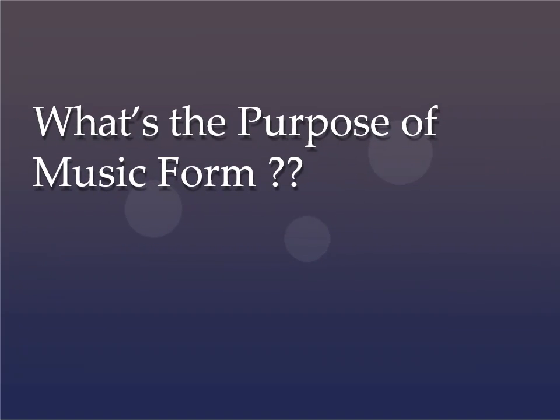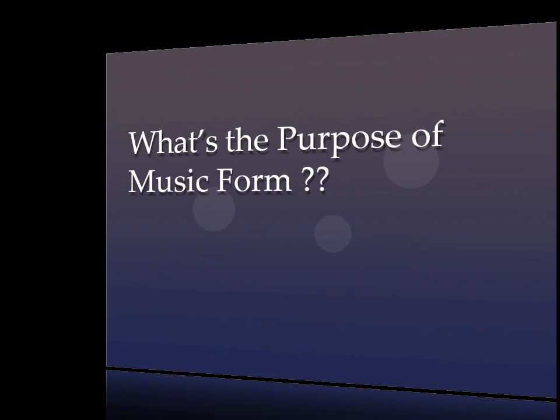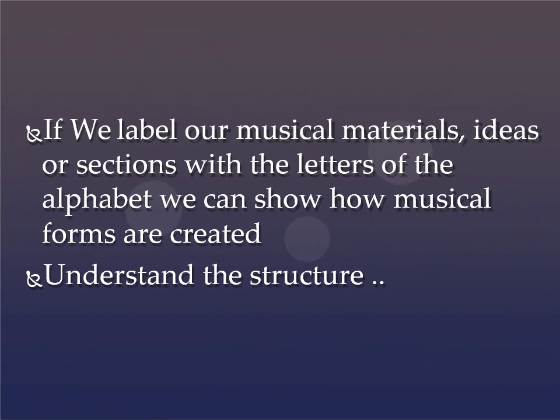Now, what is the purpose of music form? The purpose of music form is to enable us identify the structure on which a musical composition is written, and to serve as a guide in making or writing our own composition in the future. Now, if we label our musical materials, ideas or sections, we can show how musical forms are created. And that is very, very basic. We use musical alphabets to show the various sections that we can identify in that music.